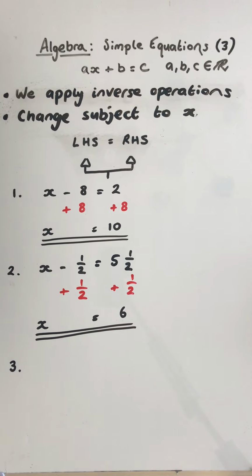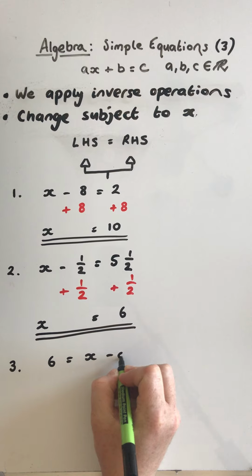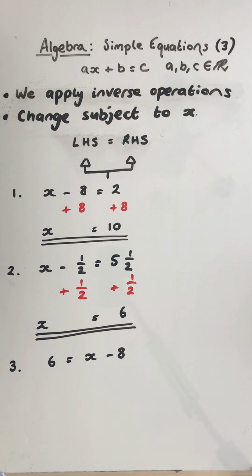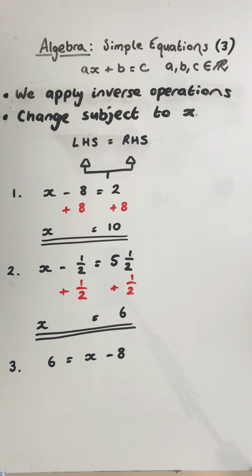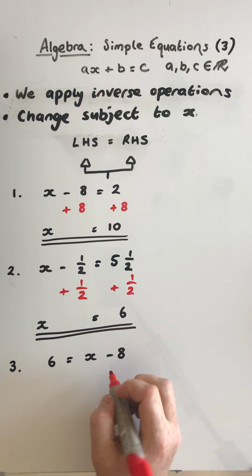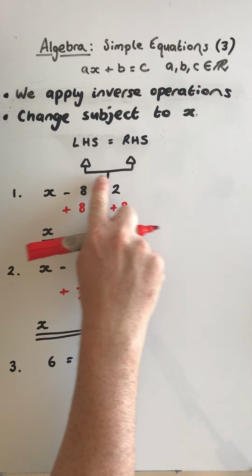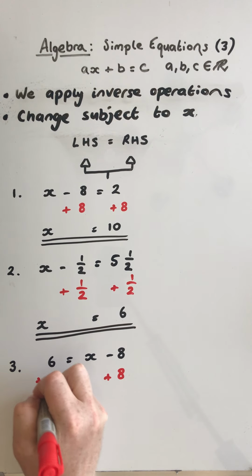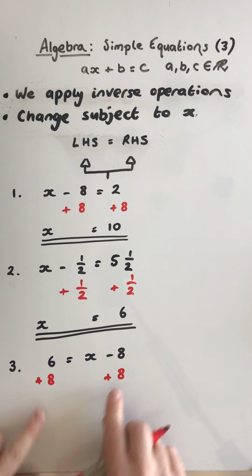The last one. Let's have a wee look at this one here. Okay, so we are going to solve by applying inverse operations. We want the subject, which is our unknown variable, in this case it's x, to be on its own. Minus 8, the inverse operation of minus, is addition. To keep it balanced, we must do the same here. So that the left hand side is still equal to the right hand side.